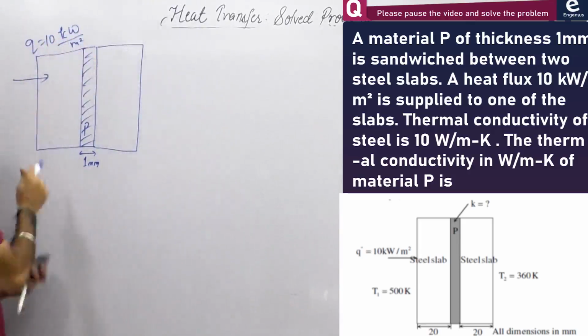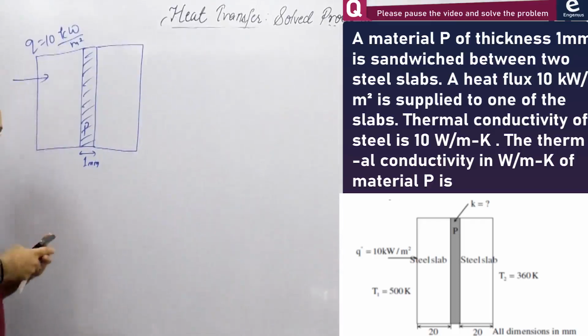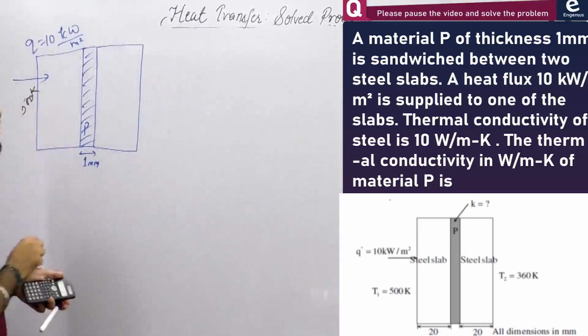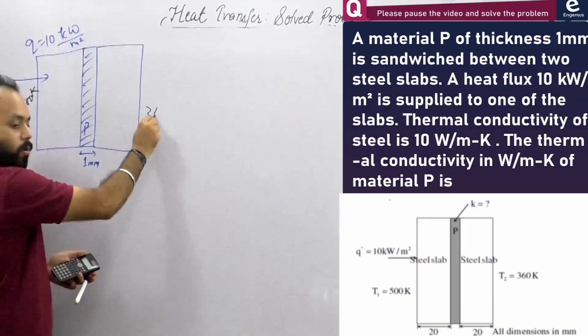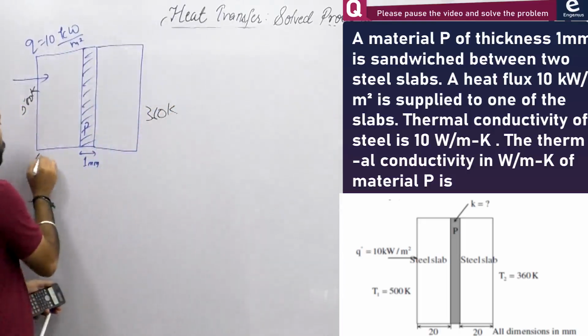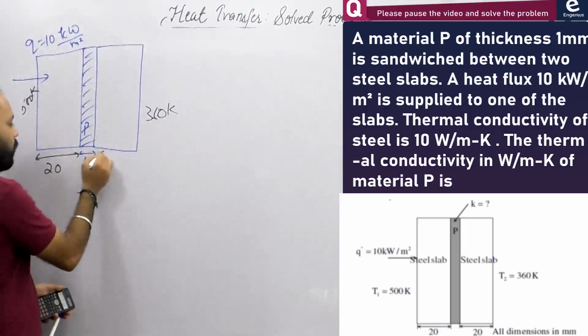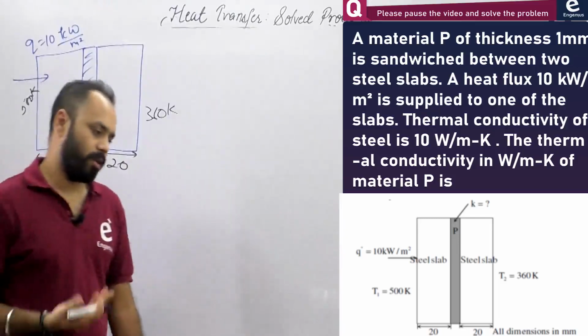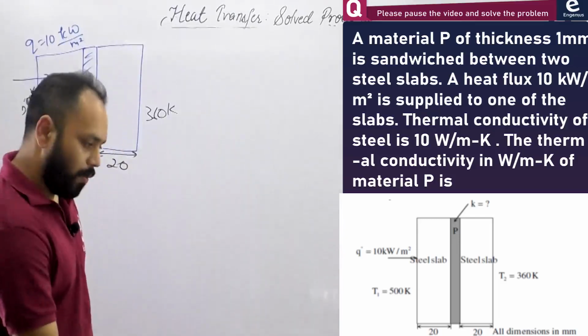What are the boundary temperatures? This surface is maintained at 500 Kelvin. The left surface is maintained at 500 Kelvin. ठीक है, the right surface is maintained at 360 Kelvin. Okay, steel slab. Fine. This length is 20, I guess should be in millimeters. And this is also 20. Yeah, all dimensions are in millimeter. It is given. ठीक है, ये सारी चीजें यहाँ पे दे दी है.